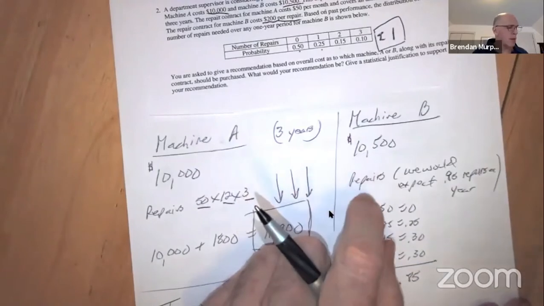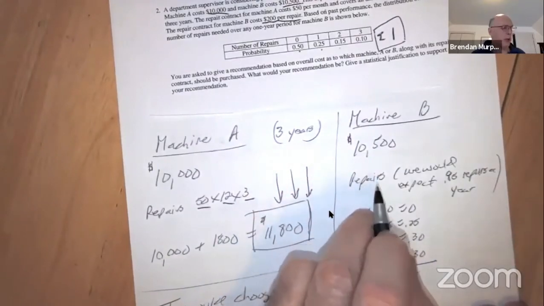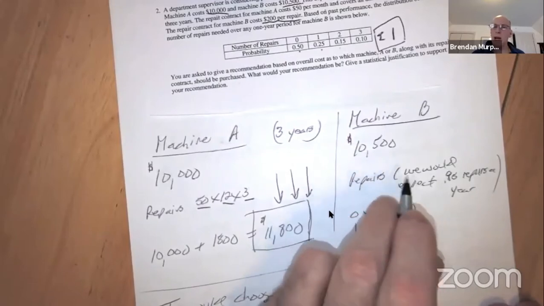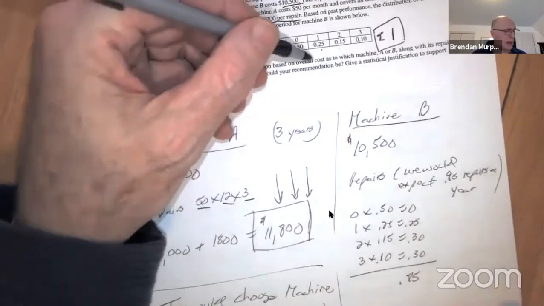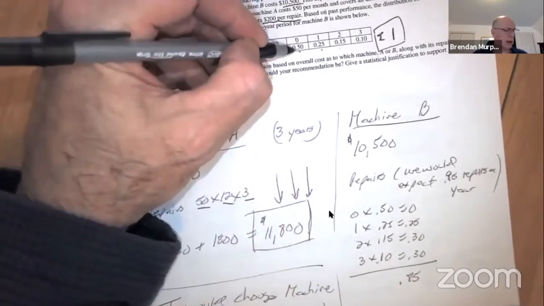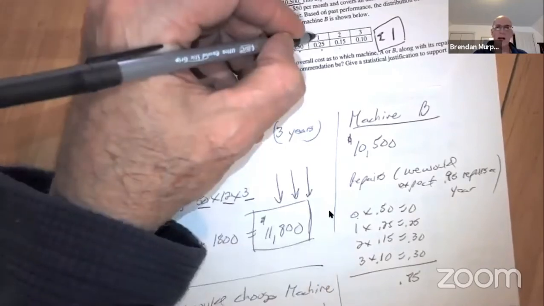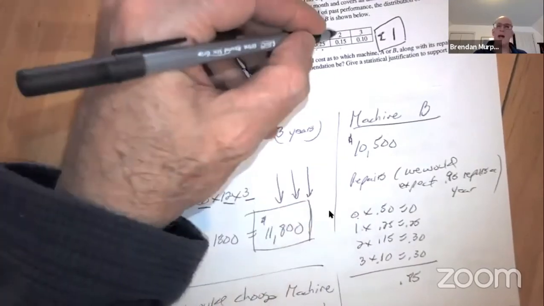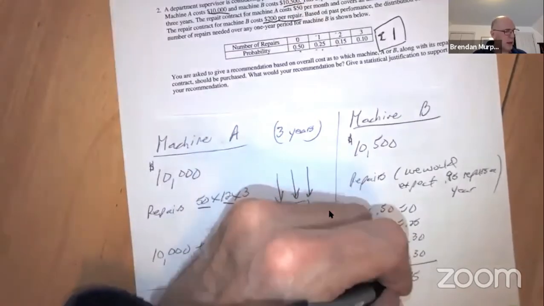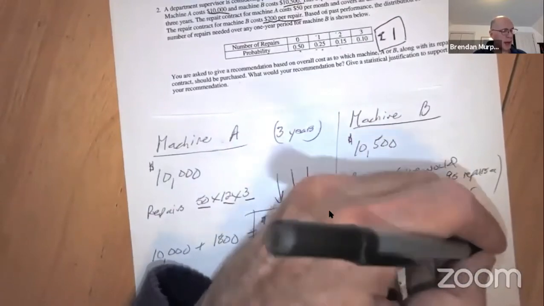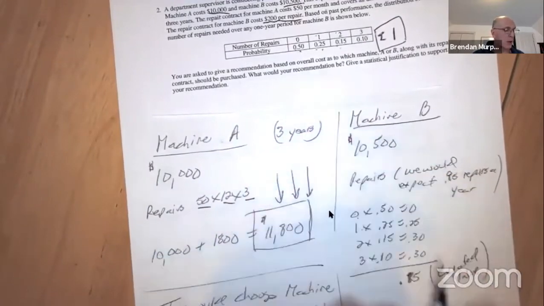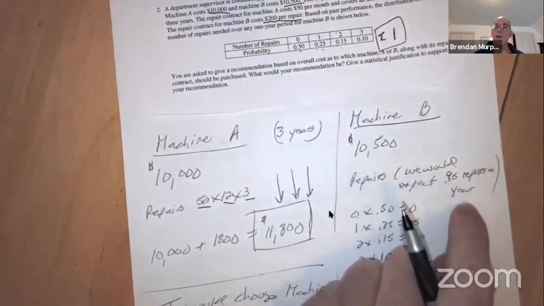Okay, machine B, its initial cost was $10,500, so a little bit more. But the repairs, we don't really know perhaps how many repairs there would be. So I had to calculate the expected value. So down here I said, the outcome times its probability plus the outcome times its probability plus the outcome times its probability. And so we would call this the expected value, right? Expected number of repairs. We would expect 0.85 repairs a year.